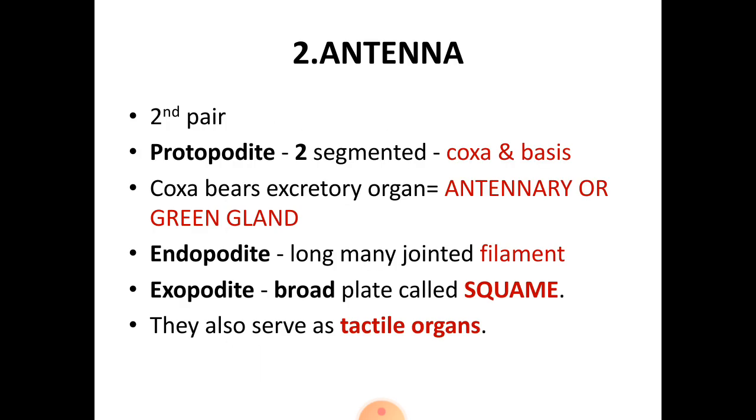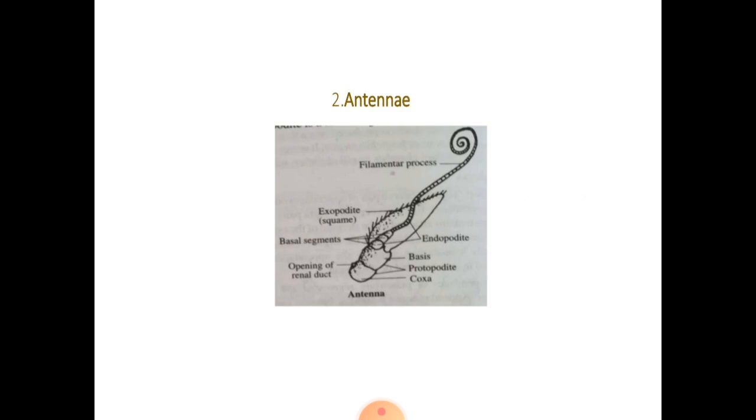The second pair of cephalic appendage is antenna. Its protopodite is two segmented, coxa and basis, and the coxa bears an excretory organ of the prawn which is known as antennary or green gland. Here the endopodite is a long many-jointed filament and the exopodite is a broad plate called squame. They also serve as tactile organs. This is the structure of antennae.